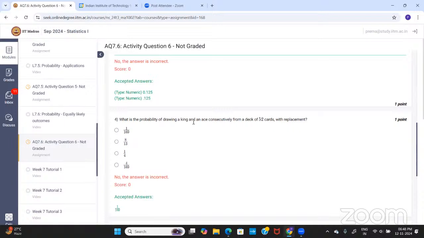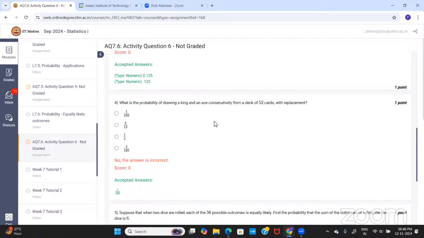Then next we have to select an ace. And we are replacing the card, so for the next attempt also we will have a total of 52 cards, right? Out of those 52 cards, 4 cards are aces. So it will be 4 divided by 52. So 4 by 52 multiplied by 4 by 52, which will be 1 divided by 169.